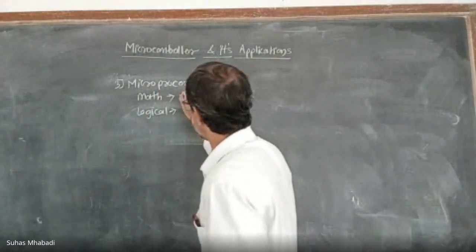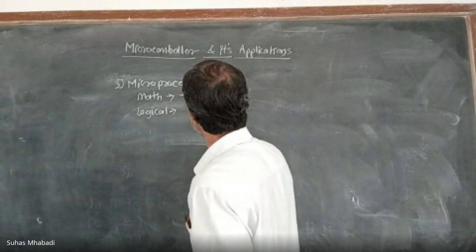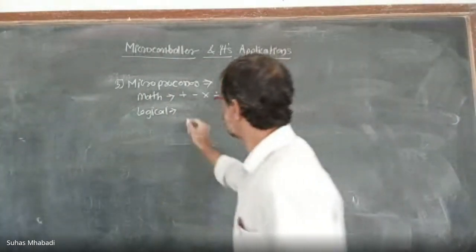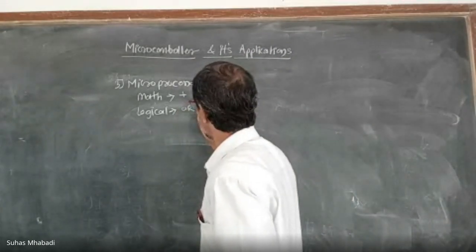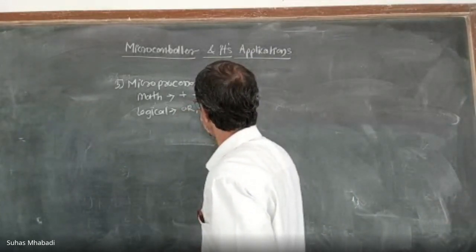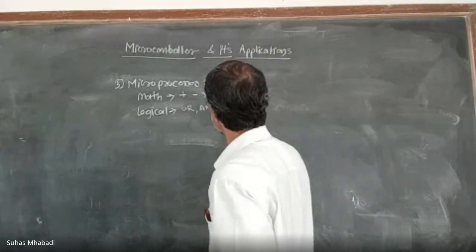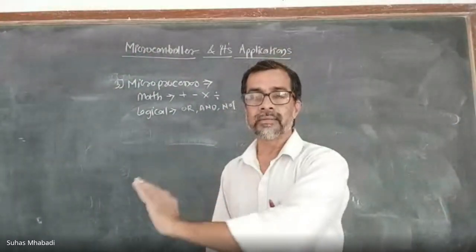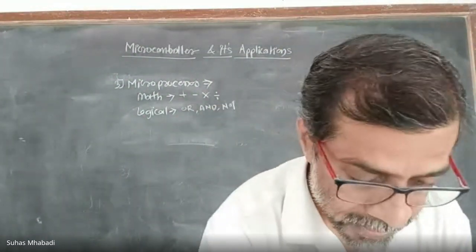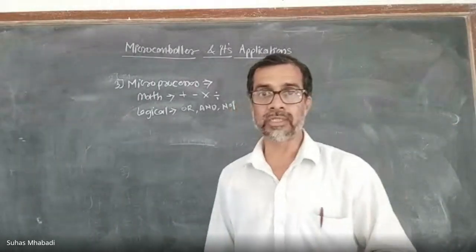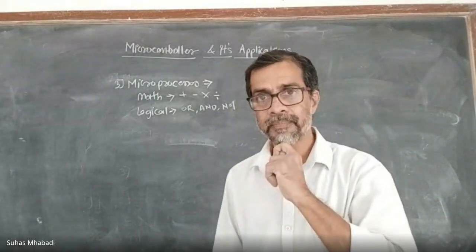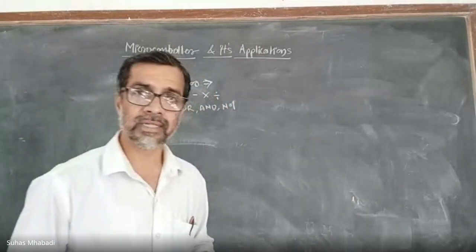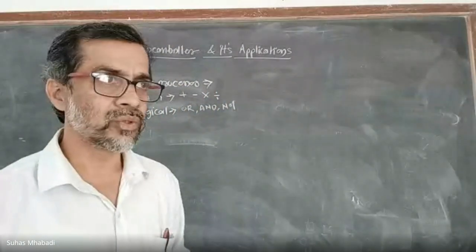Mathematical like addition, subtraction, multiplication, division. Logical means what? Logical OR, logical AND, logical inversion. So at this point of time, I say that this processor will do only the mathematical operations and logical operations. But then how to do it? It requires a central processing unit. This word is very well known to you.